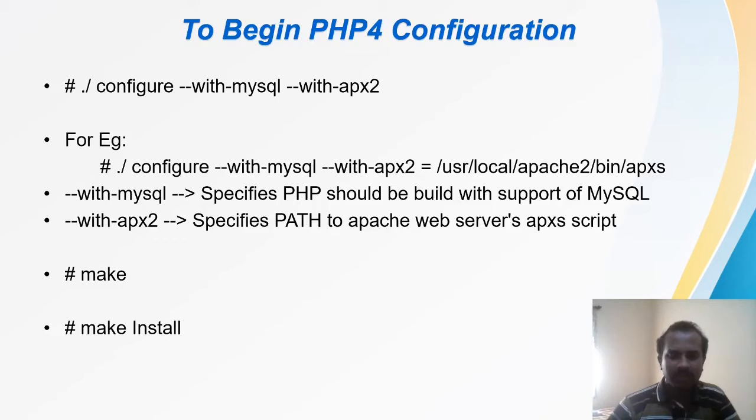Before that you have to configure, right? So how to configure? # ./configure --with-mysql --with-apxs2. Then you have to provide the path name. You can see the path here in the second line. For example, in that line you can see the path, so I am providing the path. Now when I provide the path, it should be where apxs is installed. Where apxs is installed, that path should be mentioned.